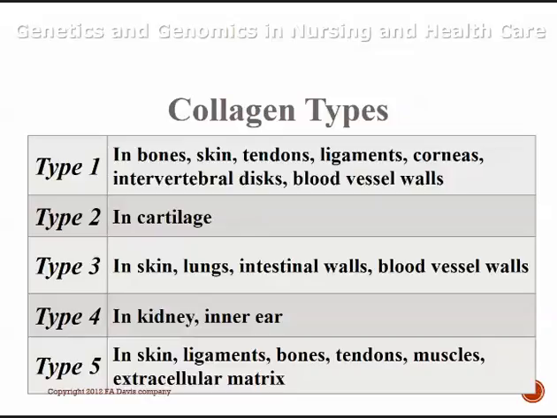Type 2 is what we find in cartilage. Type 3 is in skin, lungs, intestine walls, and blood vessels. Type 4 is in the kidney and the inner ear, which is no surprise because you'll remember embryonically, kidney and the inner ear arise from the same tissue formation. Type 5 is found in skin, ligaments, bones, tendons, muscles, and the extracellular matrix.